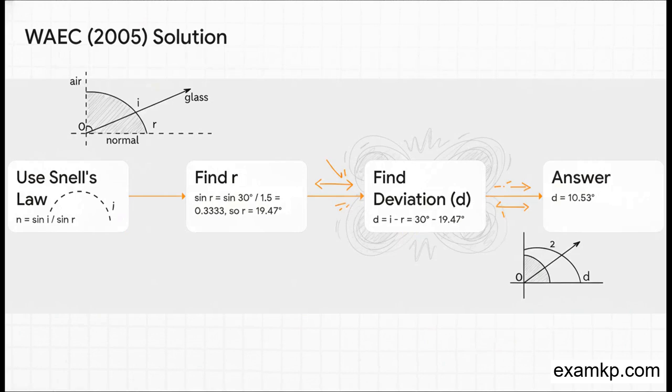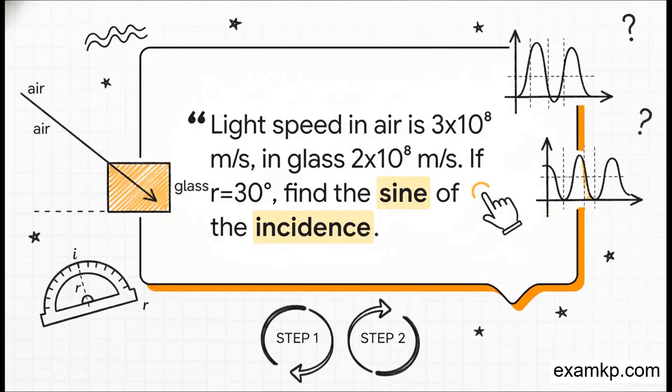Are we done? No. The question asked for deviation, d. Deviation is just the big angle minus the small angle. So i minus r. That's 30 minus 19.47, which gives us our final answer, 10.53 degrees. See? Not so hard. Now, let's look at a typical JAMB style question.